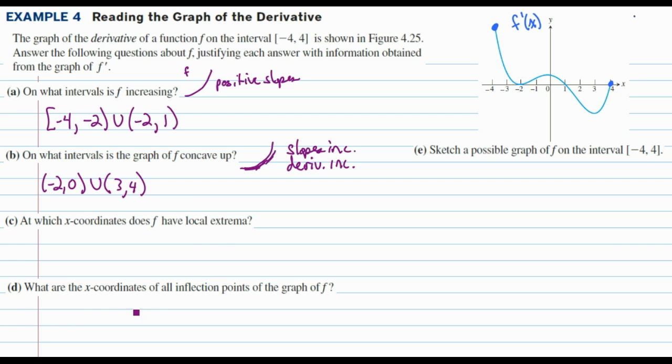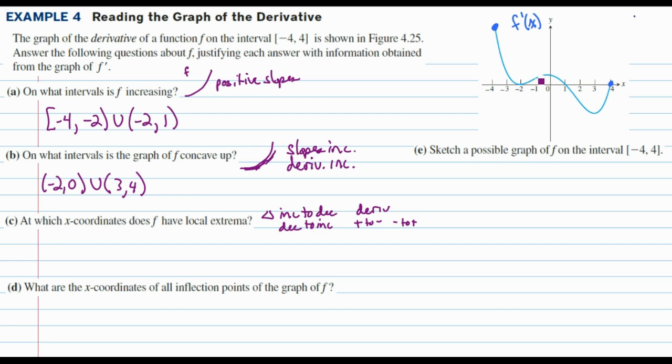Part C, at which x coordinates does f have local extrema? Well, f is going to have an extrema where f, the original function, changes from increasing to decreasing or decreasing to increasing, which means the derivative is going to change from positive to negative or negative to positive. So let's see. Derivative is positive here and it doesn't change to negative, so that is not going to be an extrema in f. 1 is though. 1 is going to be an extrema in f.